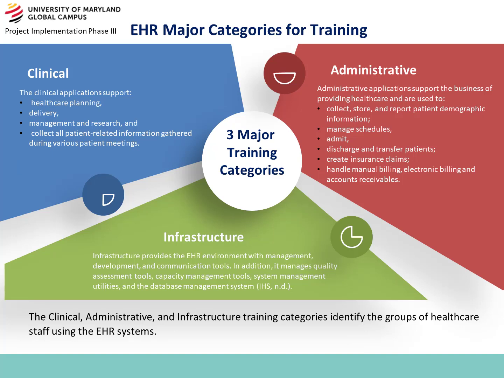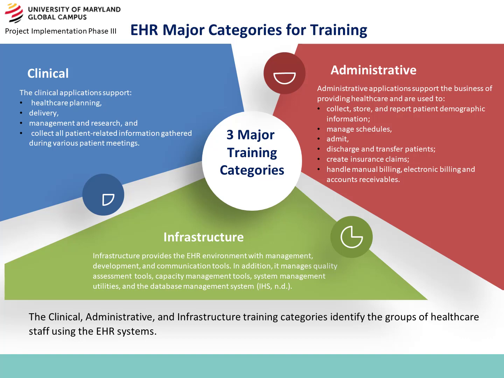There are 3 major training categories we need to look at in order to have effective training. The first one is clinical, and in this area we look at the healthcare planning and delivery, the management and research, collecting all types of patient-related information gathered during the various meetings and encounters.